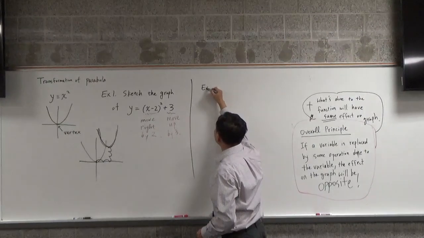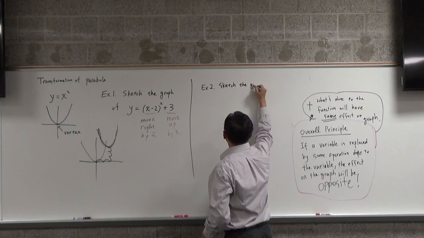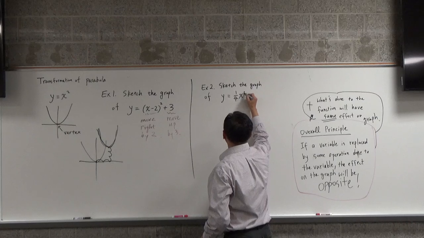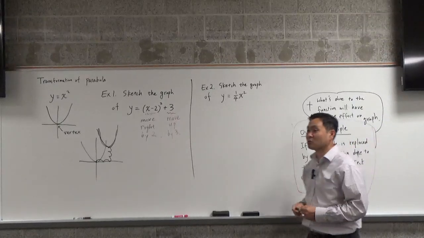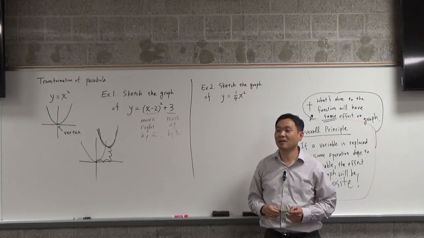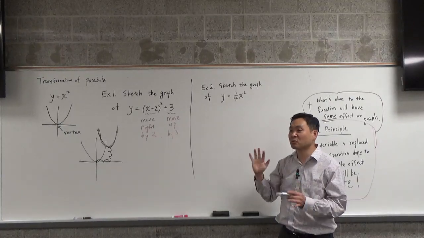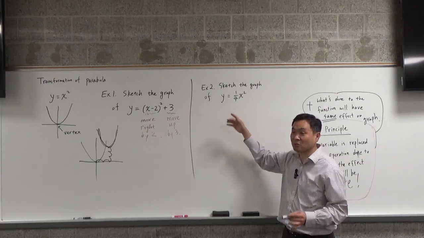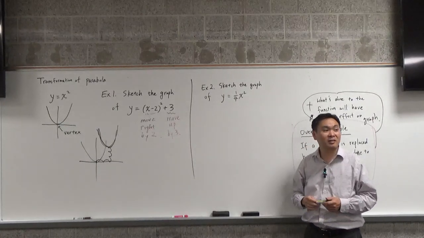Okay, example 2. Sketch the graph of y equals 1/4 x squared. Okay, what would this do? Yes? So 1 to the left. No, when you multiply a number, it never moves left or right. The ones that make it move left, right, up, down are plus or minuses. This is multiplied, so it's like one of those shrinking or expanding things. Yes? It's going to multiply by 4 vertically.